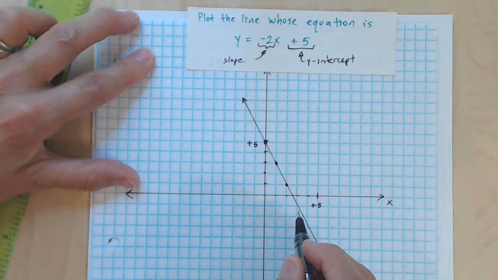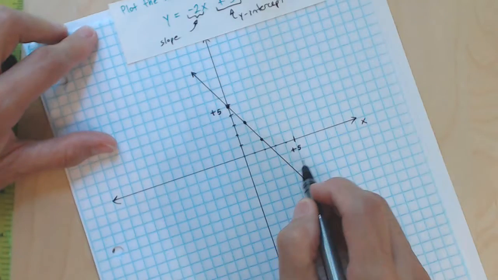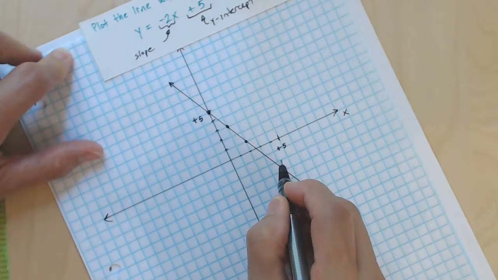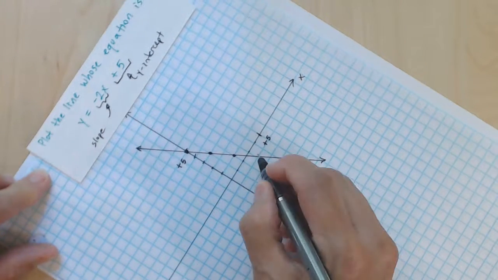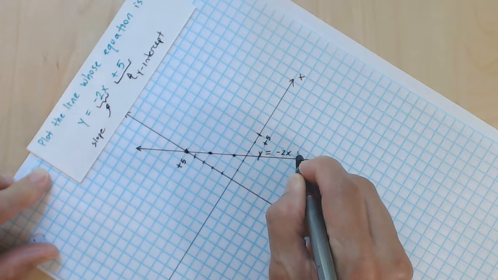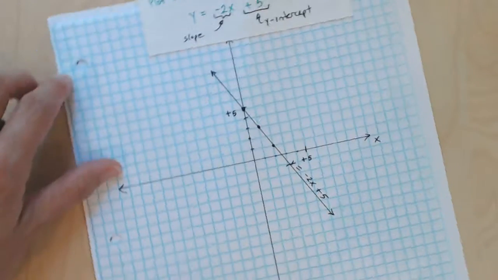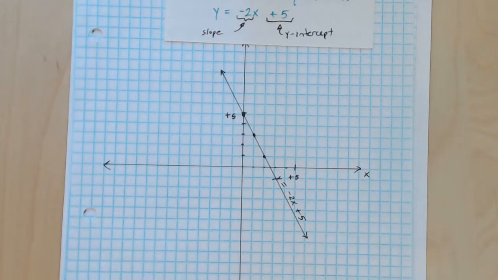You need to label this line with its actual equation. I'll tilt the paper slightly so you can see me do this. I need to write y equals negative 2x plus 5 to label that graph with its equation, and then and only then have I properly graphed it and can consider myself finished.